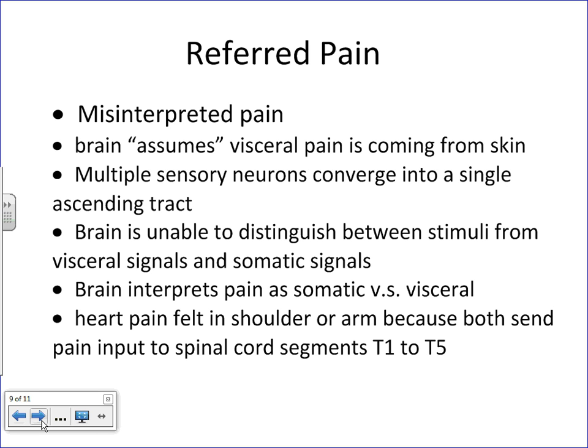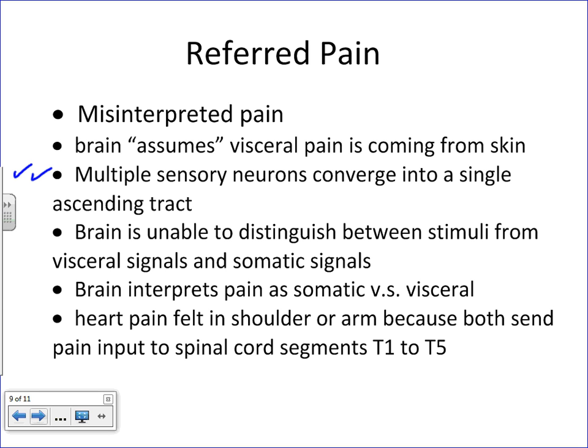And every now and then, people sometimes experience what's called referred pain. Referred pain is misinterpreted pain. So what's going on with referred pain is the brain thinks that visceral pain is coming from the skin. And the reason why is because sensory neurons from the skin and viscera will typically converge and ascend up the same tracks.